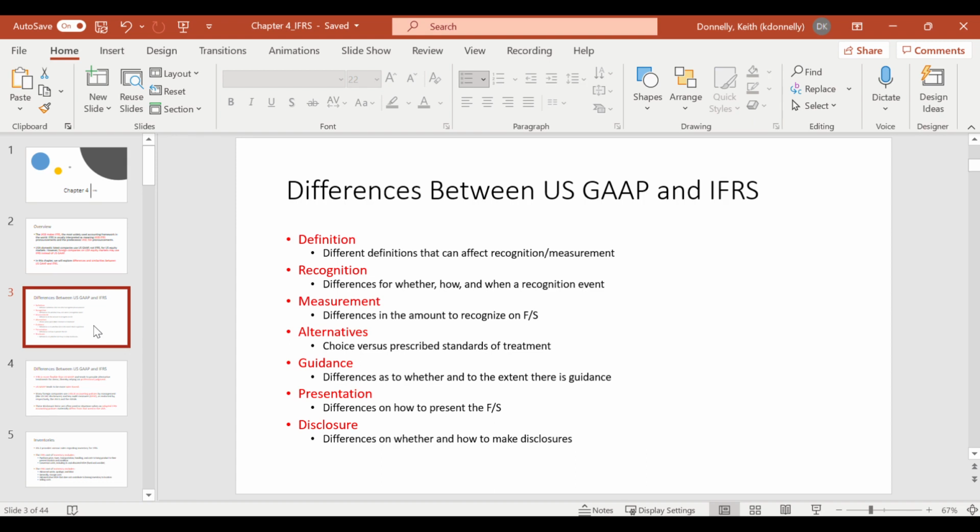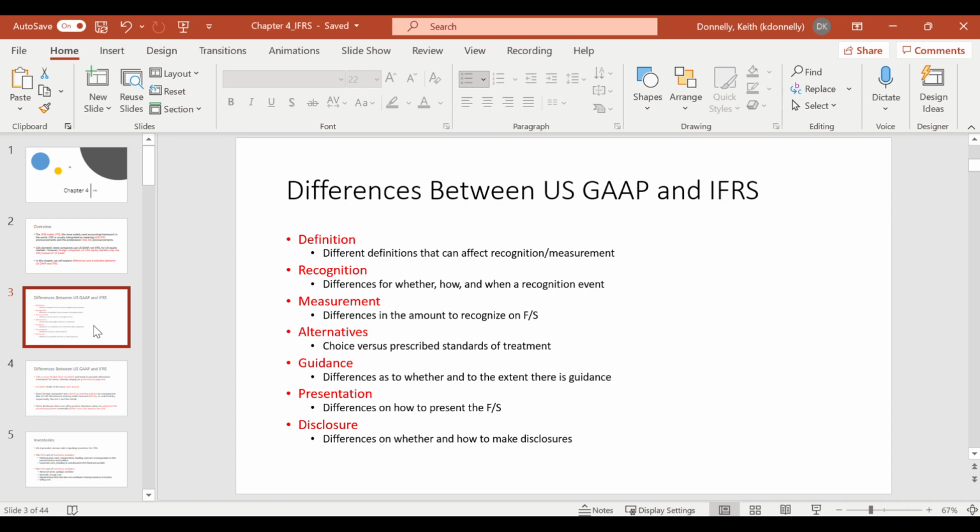And with regard to recognition and measurement, what choices or alternatives do we get? In other words, can we value PP&E? IFRS allows it at historical cost or current fair value. You have two different choices there. GAAP generally says, no, you have to use historical cost. Guidance, this is another area. IFRS tends to be more focused on professional judgment, whereas US GAAP tends to be more rules-based. So the amount, the type, and the nature of the guidance may differ between the two frameworks.